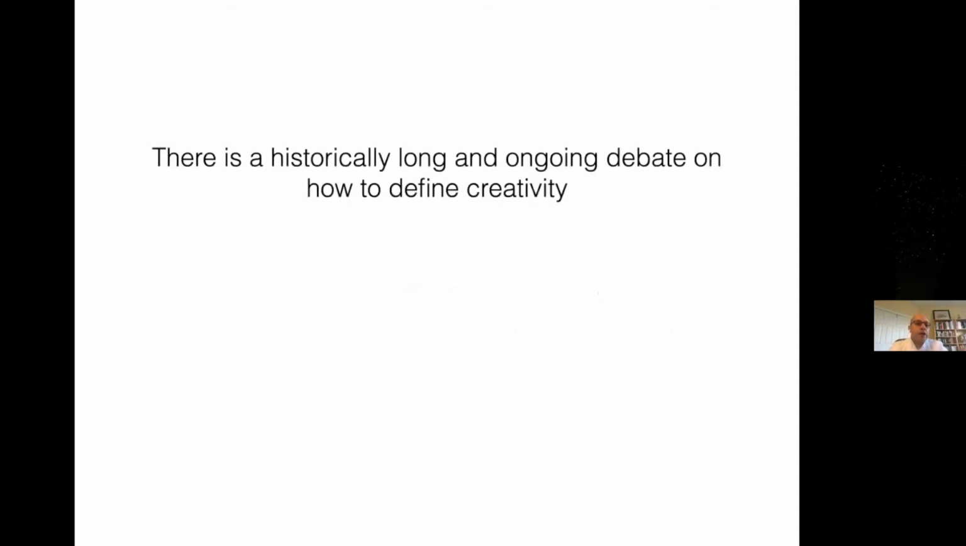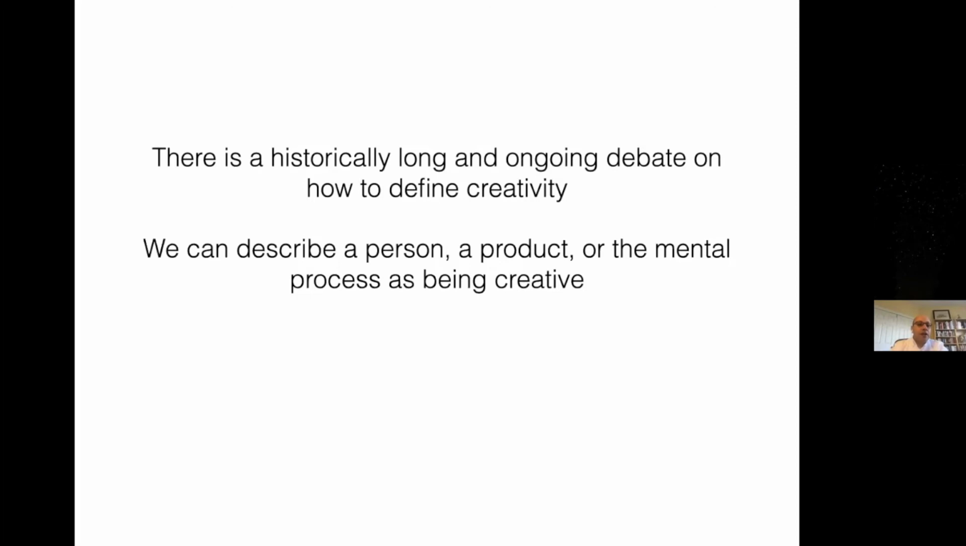There is a historically long and ongoing debate on how to define creativity. We can describe a person to be creative, like Mozart is creative, or Warhol is creative. Or we can describe a product to be creative. So you can say, for example, the Mona Lisa was a creative artwork. Or some people prefer to characterize the mental process to be creative. So there are different ways to describe creativity. We focus on the novelty of the product in particular, whether something is creative or not. So how can we do that in an objective way?